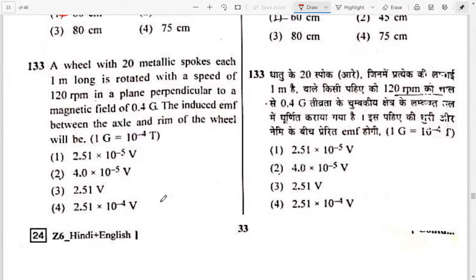Next, question number 133. A wheel with 20 metallic spokes, each 1 meter long, is rotated with a speed of 120 rotations per minute in a plane perpendicular to a magnetic field of 0.4 G. The induced electromotive force, that is EMF, between the axle and rim of the wheel will be, we know that 1 G equal to 10 to the power of minus 4 T. So the answer is option number 4, 2.51 into 10 to the power of minus 4 volts.